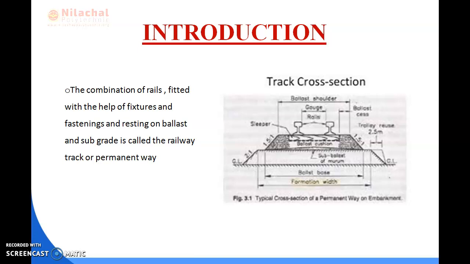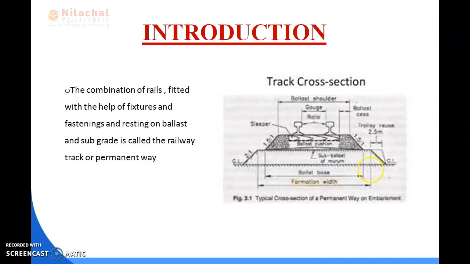So basically, remember this: your permanent way means whenever we combine the rail, sleeper, fastening instruments, and subgrade, all these parts make the permanent way. And this is the cross-sectional element of the track. See here in the picture, first of all, your ground level. I will just explain how our track is made.